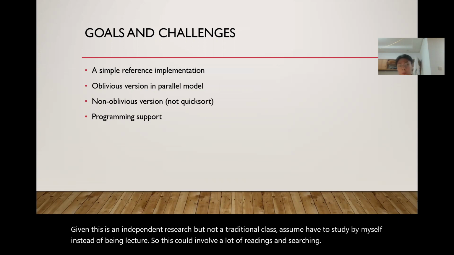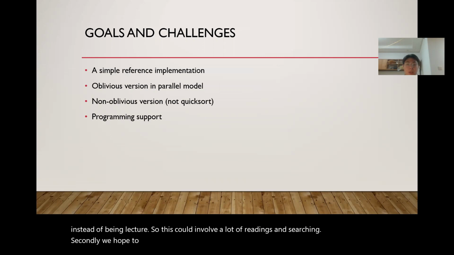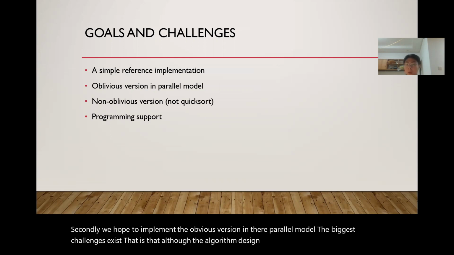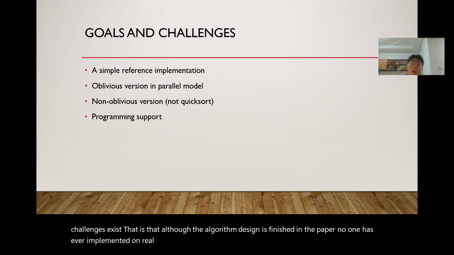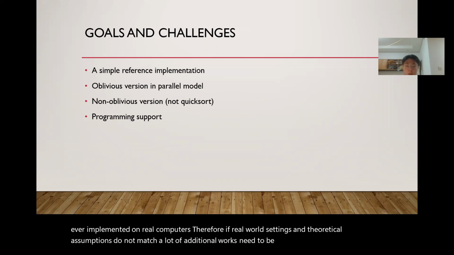Secondly, we hope to implement the oblivious version in the parallel model. The biggest challenge in this step is that although the algorithm design is finished in the paper, no one has ever implemented it on real computers. Therefore, if real-world settings and theoretical assumptions do not match, a lot of additional work needs to be done, such as revising the model to adapt to current hardware.